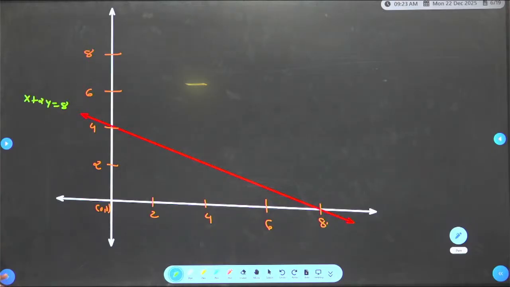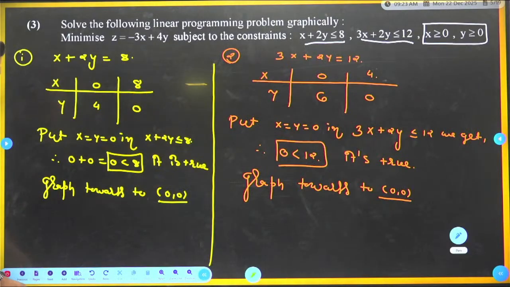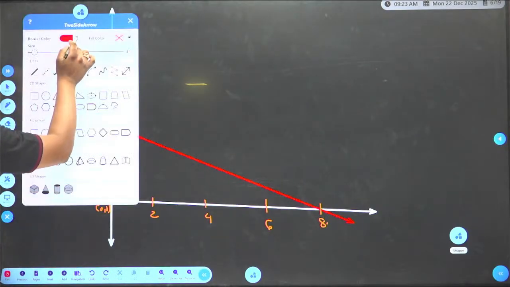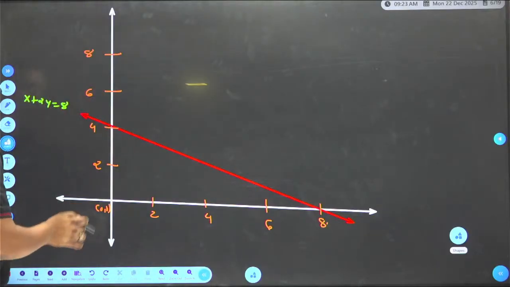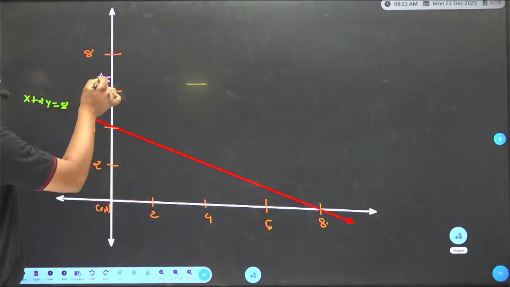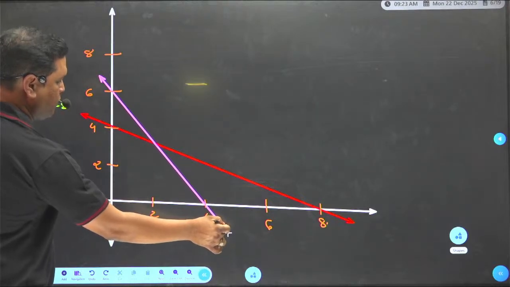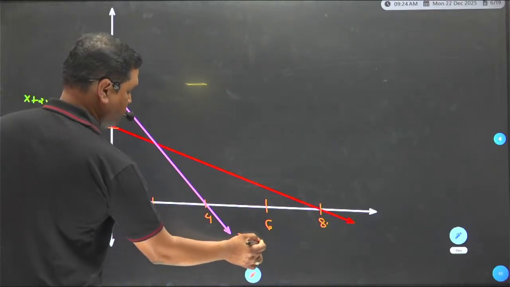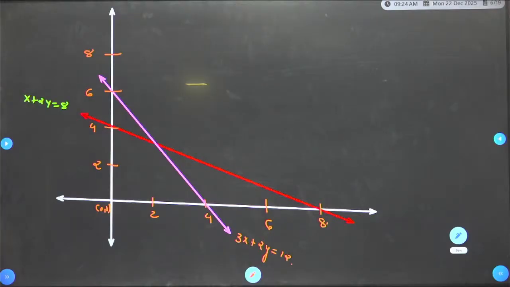Second one is 4 and 6. X 4, Y 6. So this is, what is the equation? Equal to, now what is the direction? Towards the origin. So this is the area.